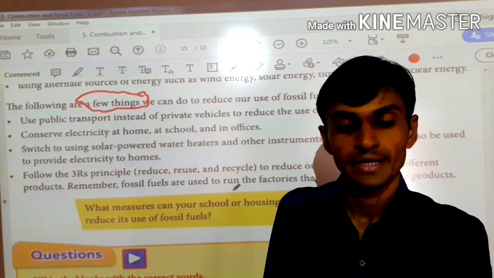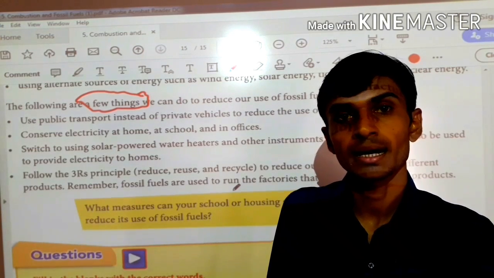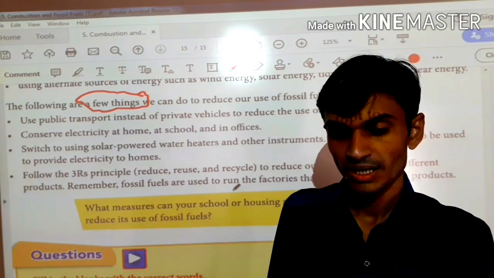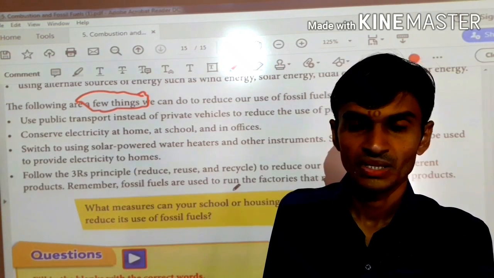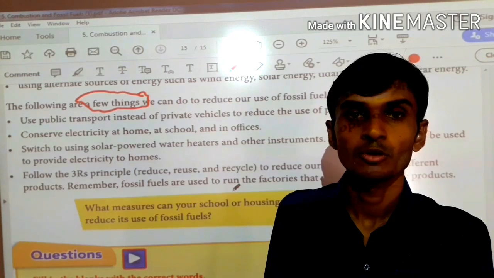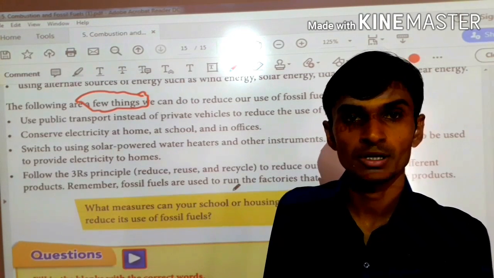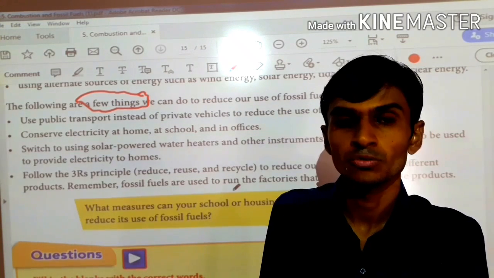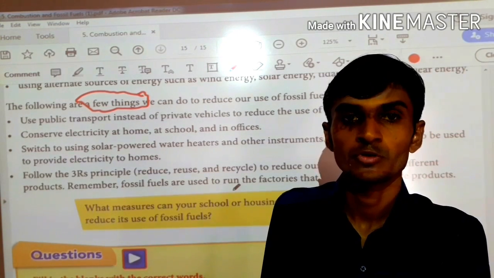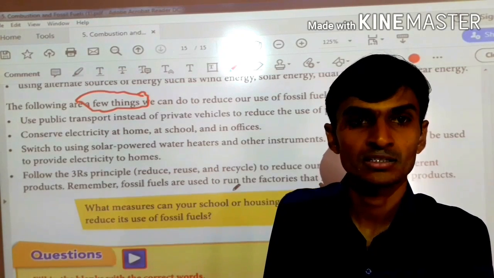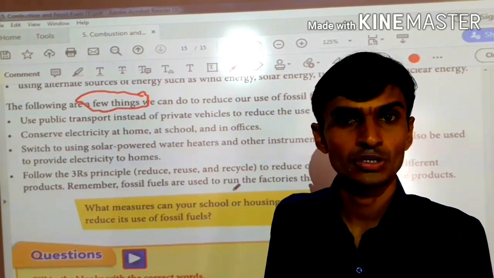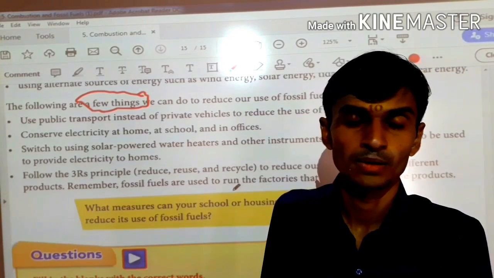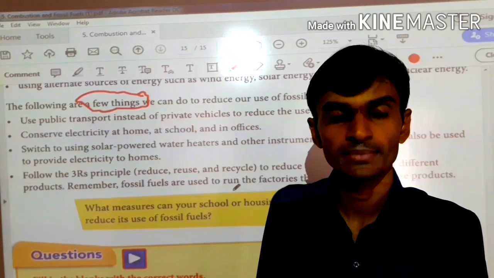Now third one, next one is use the 3Rs concept, that means reduce, reuse and recycle, right? So these are the steps which must be followed by each and every citizen of our country to reduce the use of fossil fuels. That's why we can use all the fossil fuels for a long period of time. Otherwise in the nearest future, it is possible that they will be finished and fossil fuels will not be available. Okay guys, thank you, have a nice day.